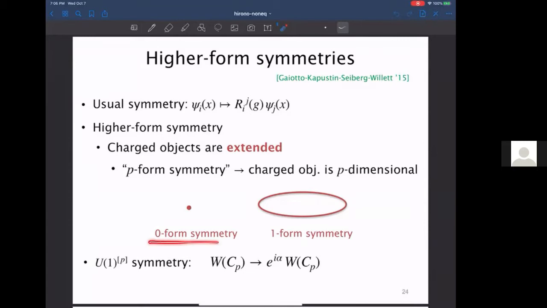So for example, if we consider the zero-form symmetry, the charged object is just a zero-dimensional object, which is the point. And this corresponds to the ordinary symmetry, where the charged object is a local field, which is defined on a point. And if we consider, for example, one-form symmetry, the corresponding charged object is defined on a one-dimensional object like this. And there are even higher form symmetries too. So if we consider the U(1) p-form symmetry, the corresponding charged object that I wrote here is defined on some p-dimensional object. And since it's a U(1) symmetry, it is the symmetry to rotate the phase of this field. So this is one example.